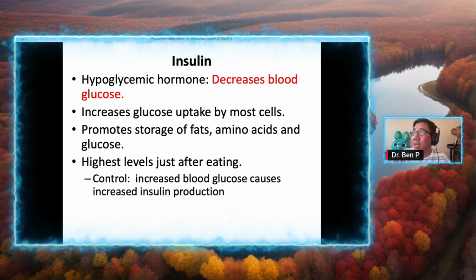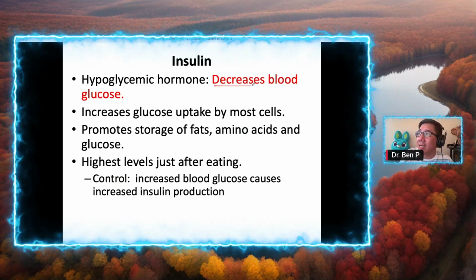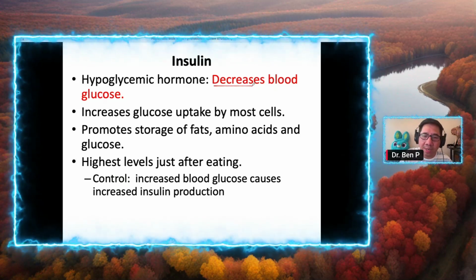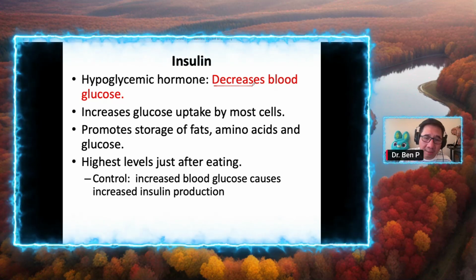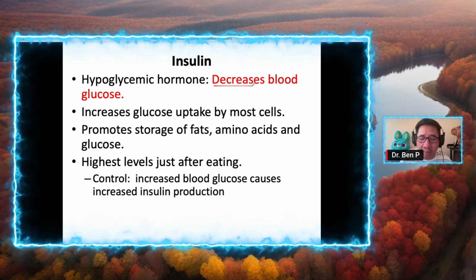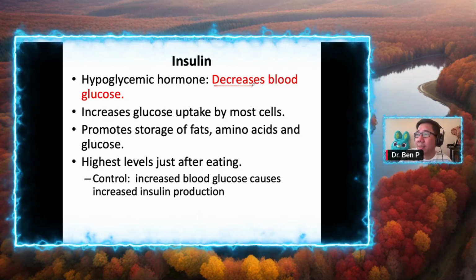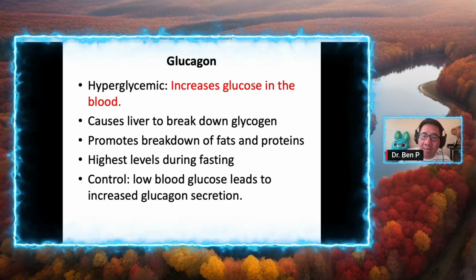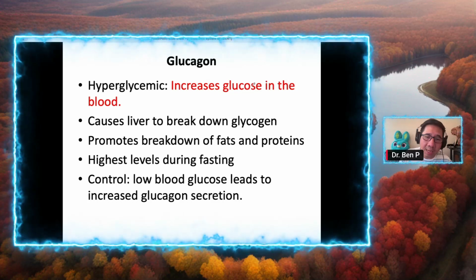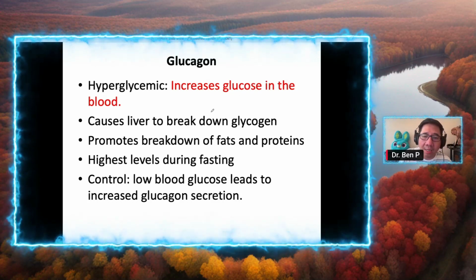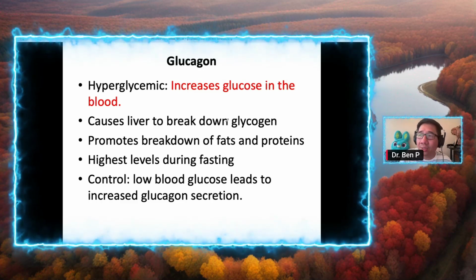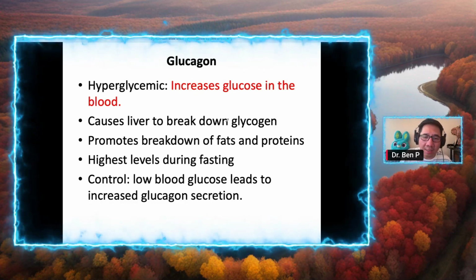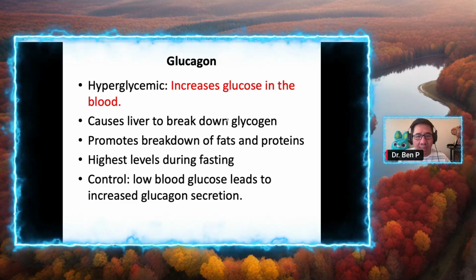Okay. So again, insulin decreases your blood glucose because it puts it into the cell, stored as glucose or glycogen or amino acid. And glucagon, again, breaks it from your cell and causes your liver to break down that glycogen and put it into your blood. Okay, gone from the cells and put into your blood.